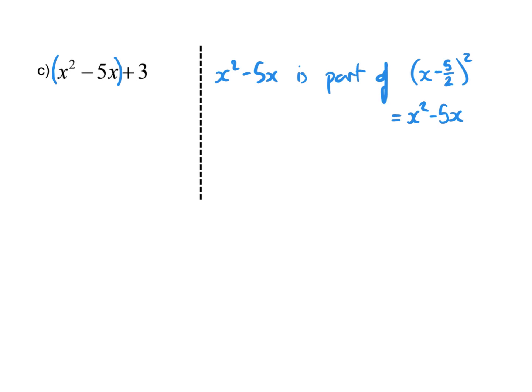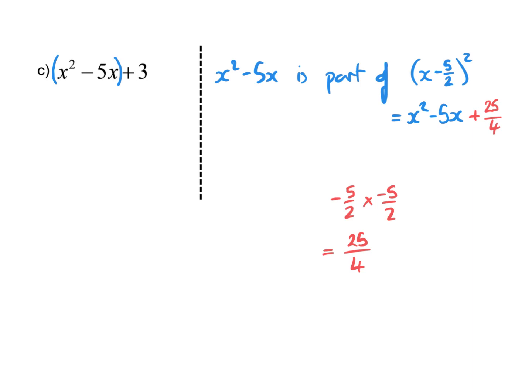Now, multiplying fractions, you may have forgotten, so let's have a quick look. Negative 5 over 2 times another negative 5 over 2. Remember, fractions, it's top times top, bottom times bottom. So negative 5 times negative 5 is positive 25. And 2 times 2 is 4. So that's going to give me this extra part here, plus 25 over 4.